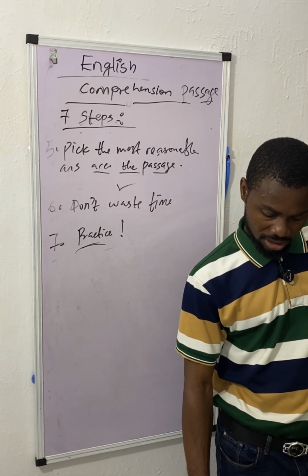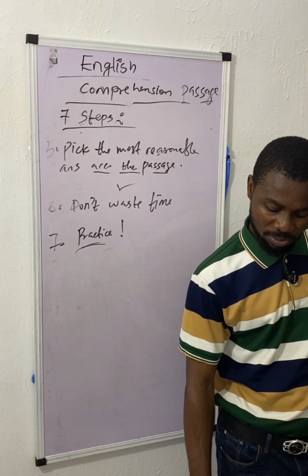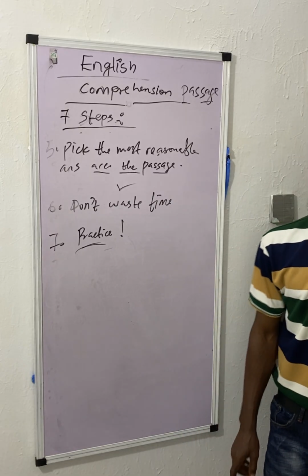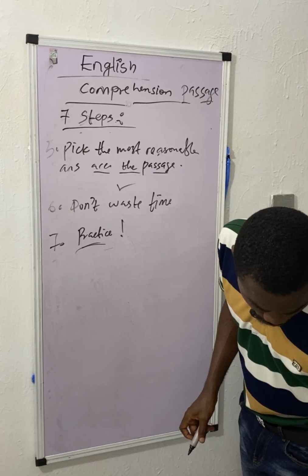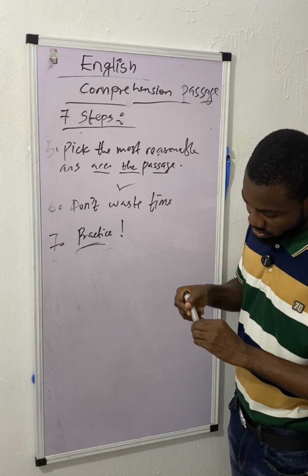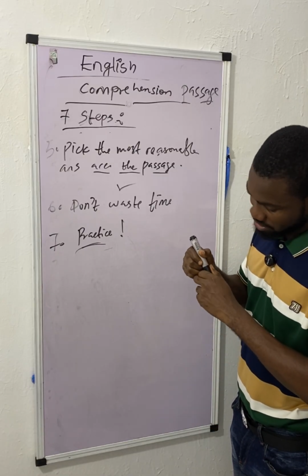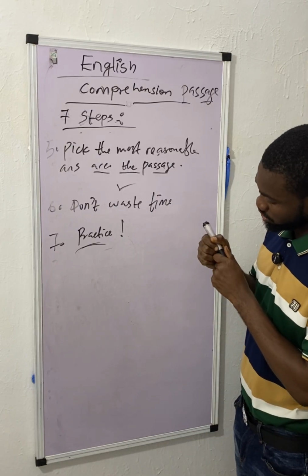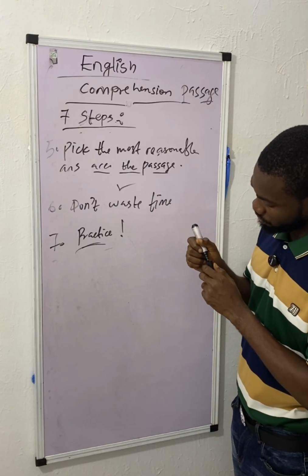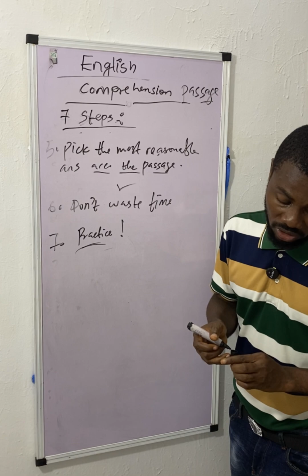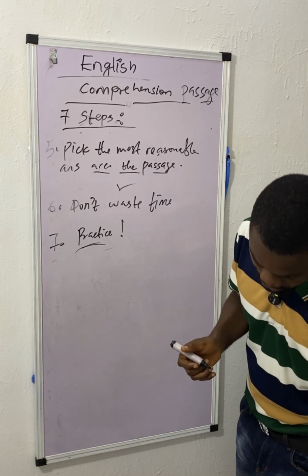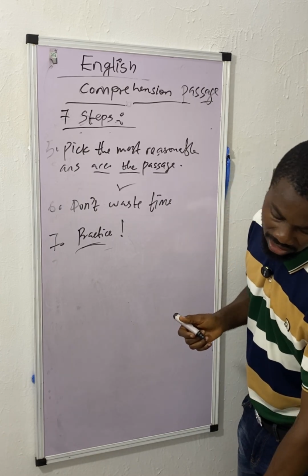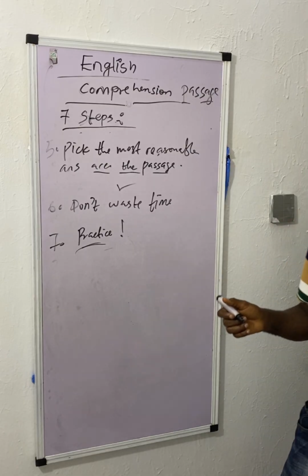Then number 4, the 4th one is complete the passage before answering any of the questions. Even though you have started ticking your answers, ensure you complete the passage before leaving your final answer. Then at number 5, we have answering questions according to what? According to the author, according to the writer, not according to yourself or according to what you know, but according to the writer.